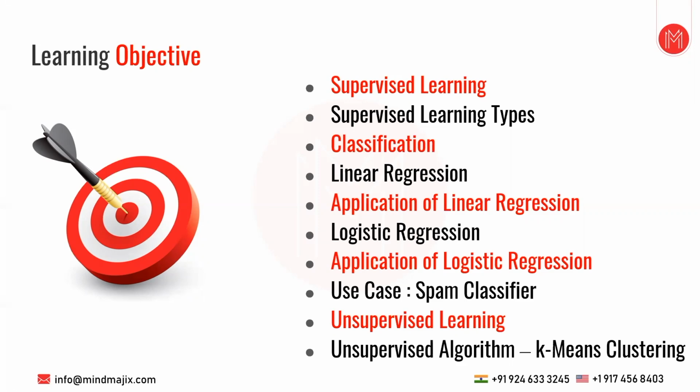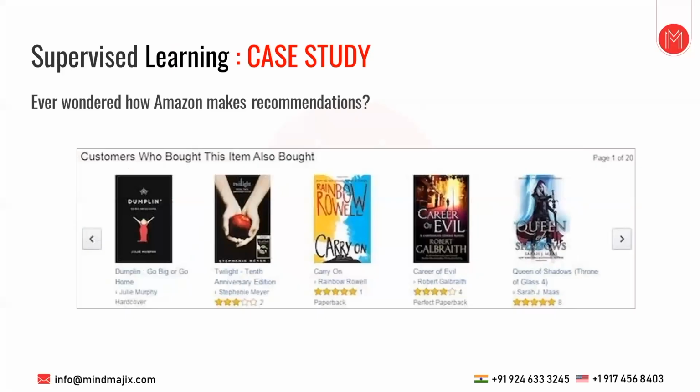So let's start with the first part, supervised learning, and discuss a supervised learning case study. Ever wondered how Amazon makes recommendations? Amazon devised an algorithm that begins looking at items themselves. It scopes recommendations through the user's purchased or rated items and pairs them to similar items, using metrics and composing a list of recommendations. That algorithm is called item-based collaborative filtering.